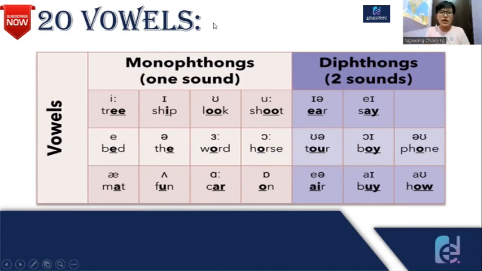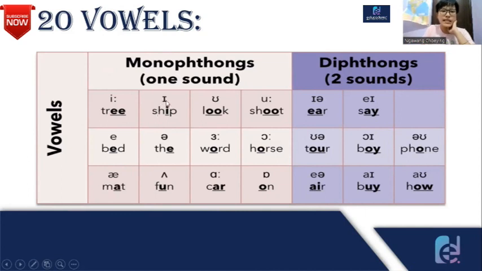Those are the monophthongs, but we should keep in mind that there's a difference in those sounds. There's a difference between the long E and the short E. This is the longer E, and this is the shorter E, which means we produce one for a longer duration and the other for a shorter duration.